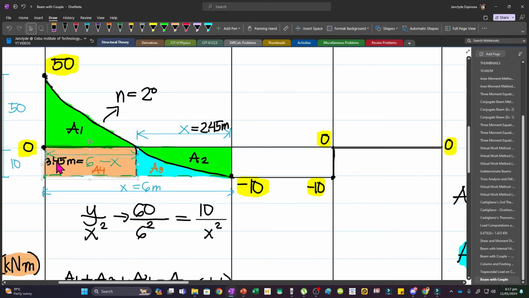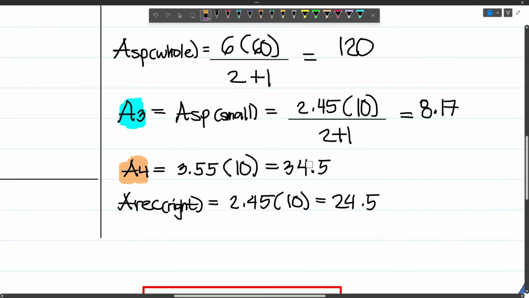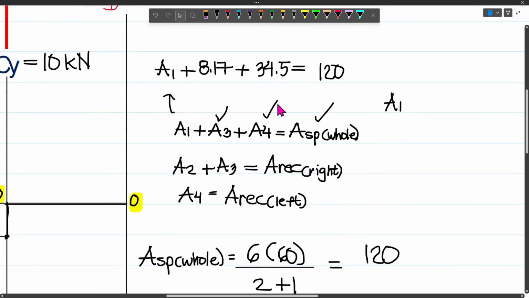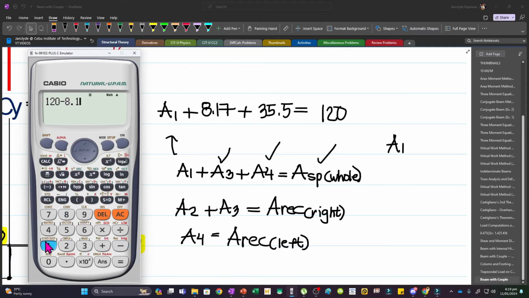I mean, this should be 3.55. And so this should be 5.5. And so this is 35.5. And so let's change this one. This is supposed to be 5. And so our A1 will be 120 minus 8.17 and then minus 35.5. And so that will be 76.33.